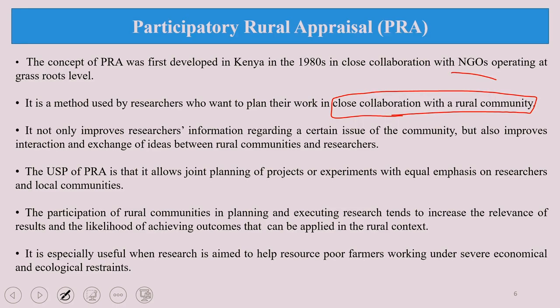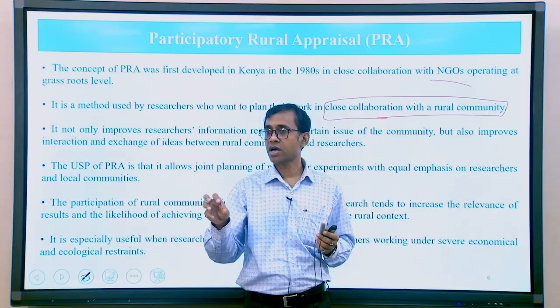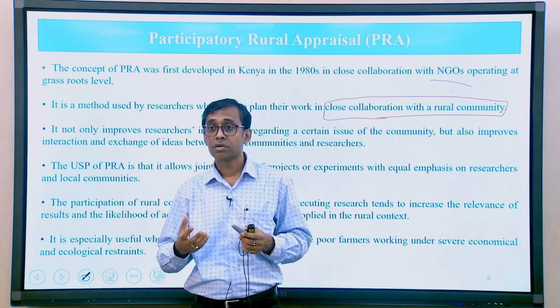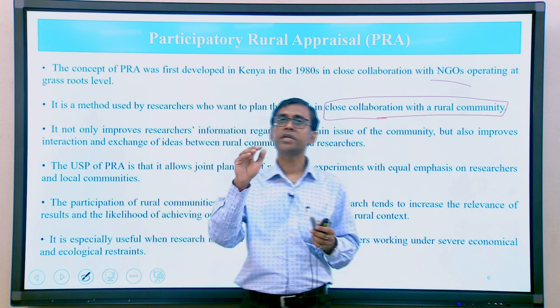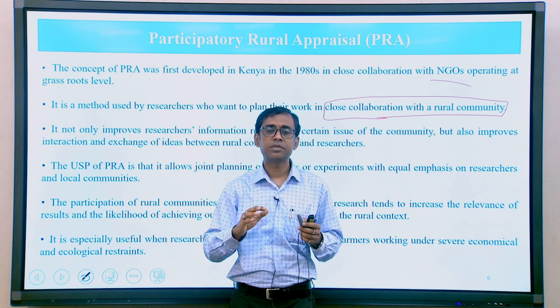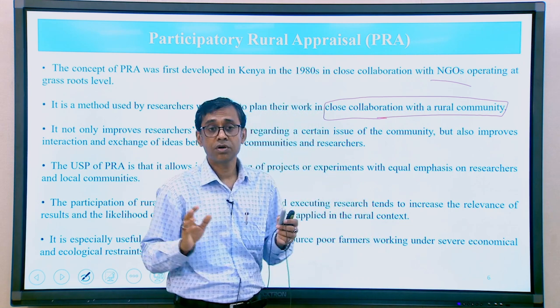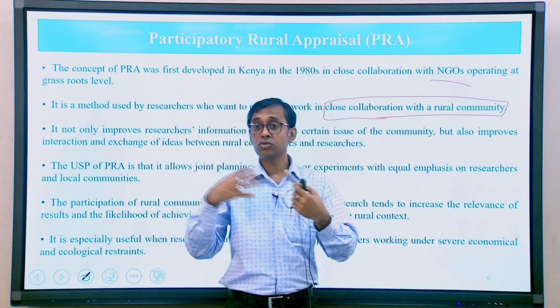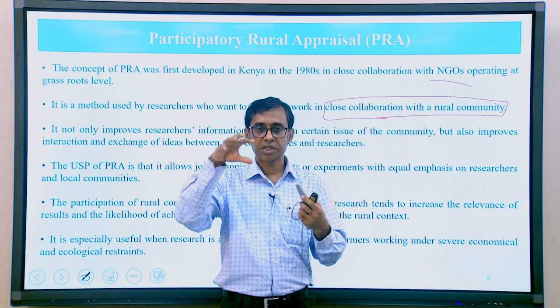PRA is also useful when research is aimed or targeted at resource poor farmers. Even within a community, we have different levels of farmers. One group of farmers could be landless laborers. They have nothing, so they are working as laborers. You may have mid-level farmers who have a little bit of resources, but they can't think of sustainability and all those things. For them, fulfilling their hunger is the first objective. But there will be another group of farmers who are relatively assured of their food, or food secure. So they can also think a little bit of conservation and others. So, you need to think about these dynamics within that community.